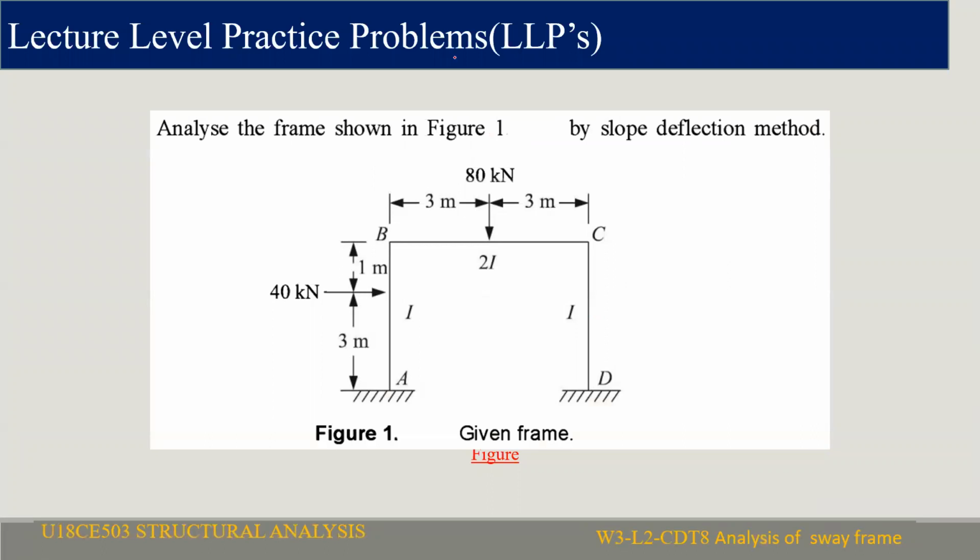This is a one-lecture-level practice problem: analyze the frame as shown in the figure by the slope deflection method. First we have to identify this frame. This is a sway frame because the loading is not symmetrical about the vertical axis. Though both supports are the same and at the same level, and the moment of inertia is also the same for both columns, the only difference is that the horizontal load is not symmetrical about the vertical axis. So that is the reason sway is present. The same procedure needs to be followed for the analysis of this sway frame. Thank you one and all.